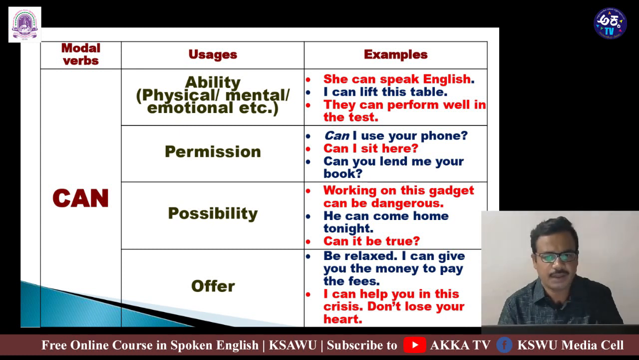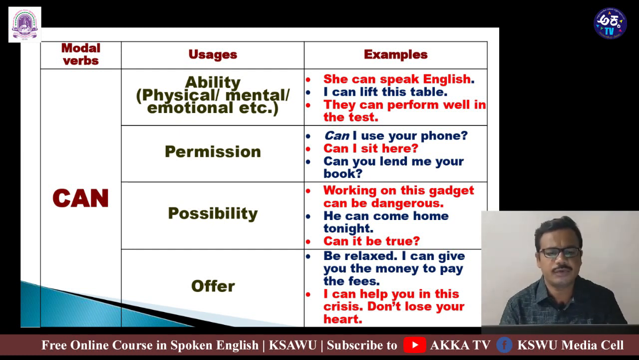Be relaxed. I can give you the money to pay the fees. Don't get tense. You don't have money, right? No worries. You be relaxed. I can give you the money to pay the fees. And then I can help you in this crisis. Don't lose your heart. Don't lose confidence. Right? Don't feel that you are alone. I can help you in this crisis. The person is making an offer of helping the other person. And here he is ready to offer money in the first sentence. In the second sentence, he says that I can help you. So he is offering help.